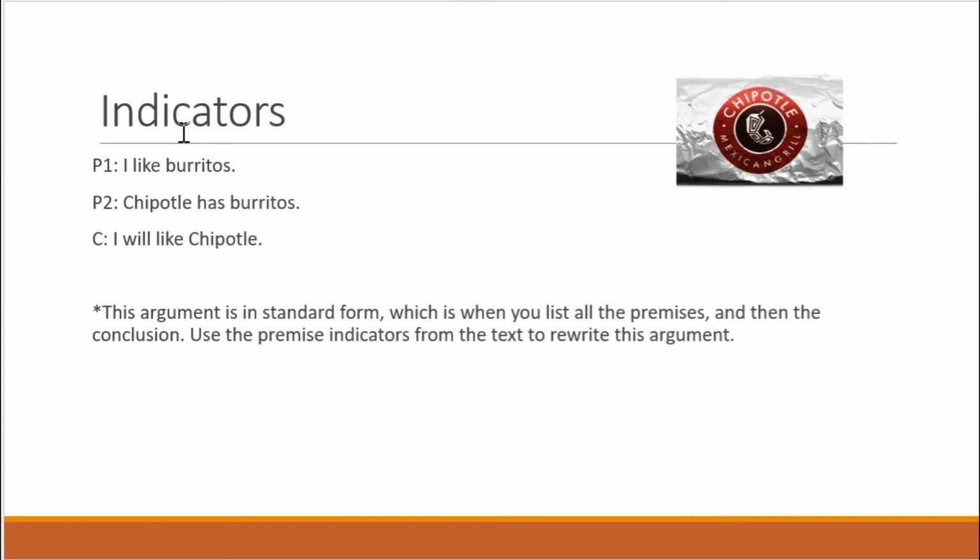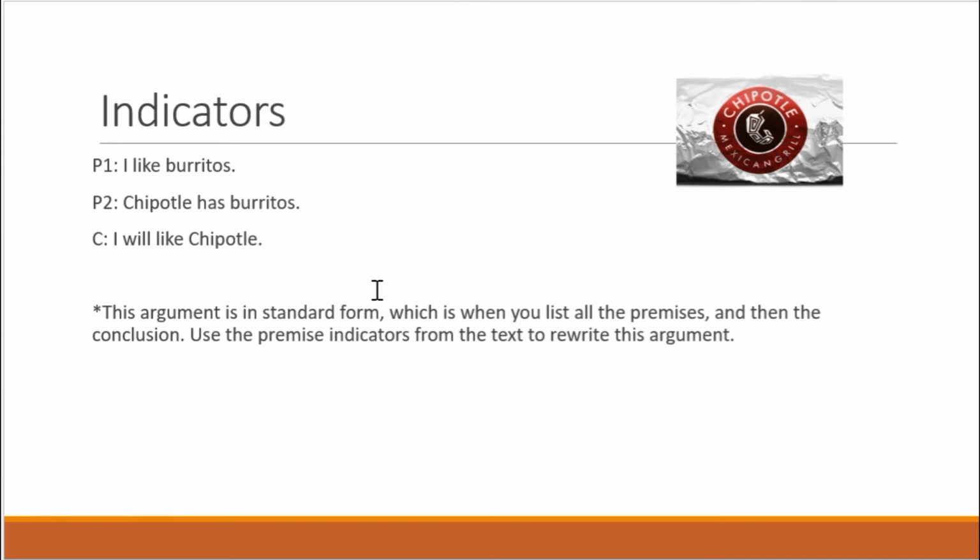I mean, maybe you have a friend who's learned English from a textbook and they're still not fluent yet. Maybe they would speak like that. I probably speak like that in Japanese. But no fluent speaker would say, I like burritos. Chipotle has burritos. I will like Chipotle. Okay? That's a good argument form, but it's not standard English.